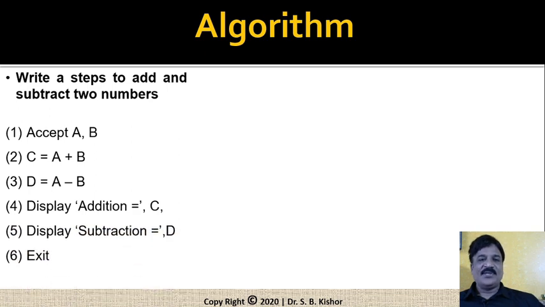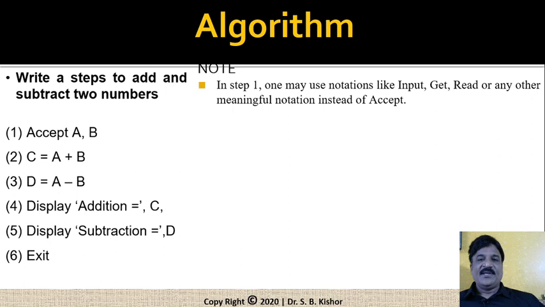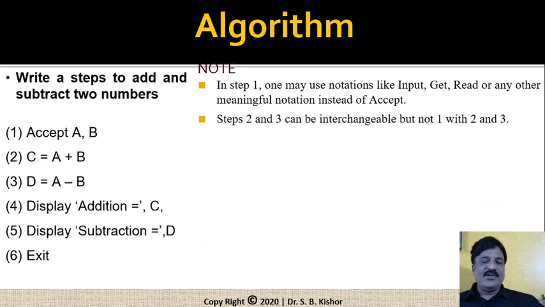Now here you need to remember some points. In step 1, instead of accept, one may write input, get, read or any other meaningful terminology. Steps 2 and 3 can be interchanged. It means you may first perform the subtraction and then the addition, but it is not possible to interchange them with step number 1. Without accepting the numbers you are not able to perform the addition.